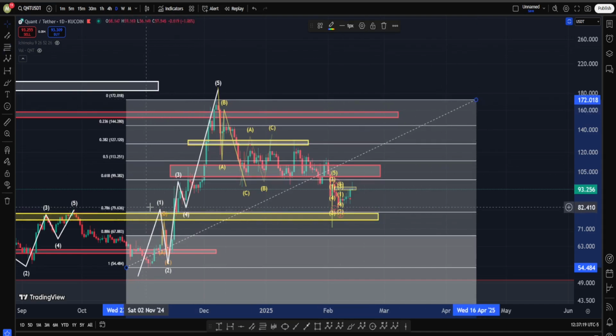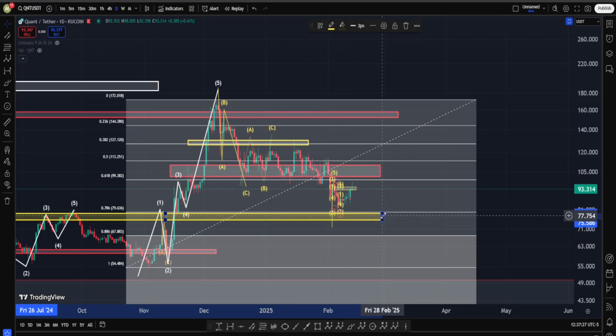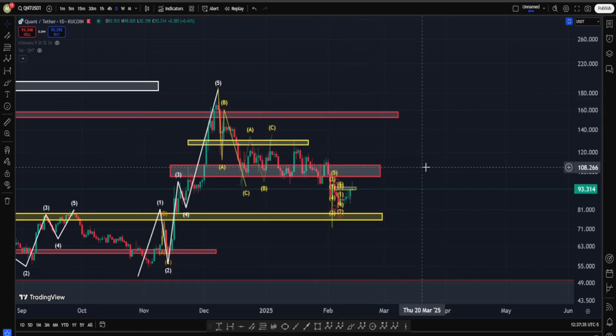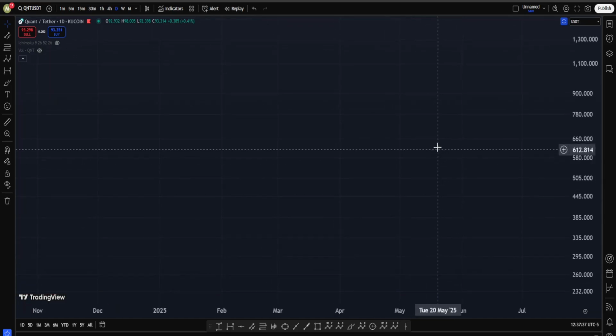Somewhere around, as you can see, the 78.6% of the Fibonacci retracement level, which is at the same time around this unbelievably important support area. So this can be definitely a good sign suggesting we have probably hit some sort of a bottom in QNT, but that's not the point that I'm trying to make.